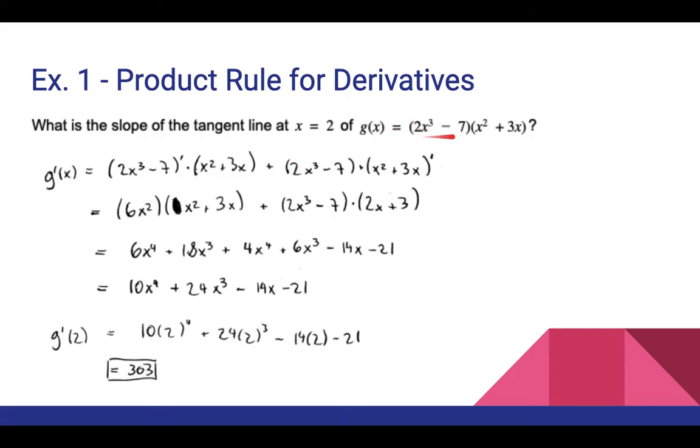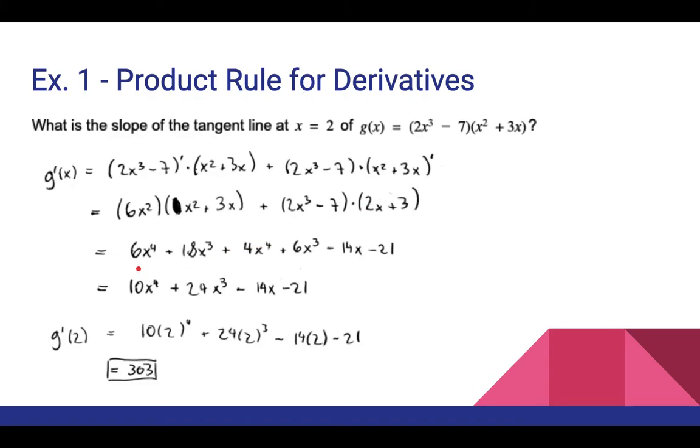So here we take the derivative of 2x cubed minus 7 times x squared plus 3x. We take the derivative of 2x cubed minus 7, and then we add on to that 2x cubed minus 7 times the derivative of x squared plus 3x, okay? So as a result, we're going to get 6x squared right here times x squared plus 3x, 6x squared being the derivative of 2x cubed minus 7, and then we're going to have 2x cubed minus 7 times 2x plus 3, which is the derivative of x squared plus 3x.